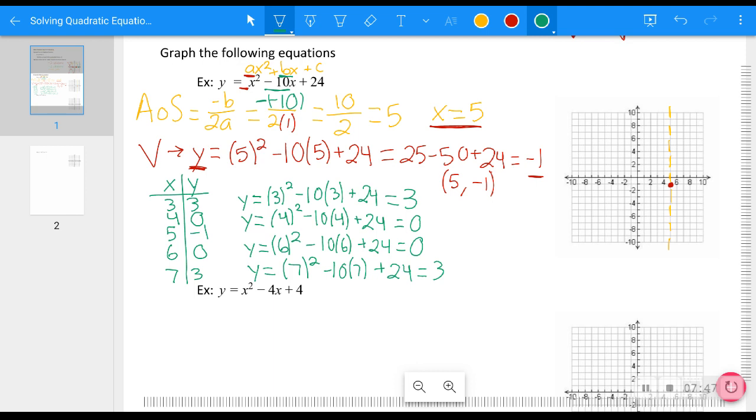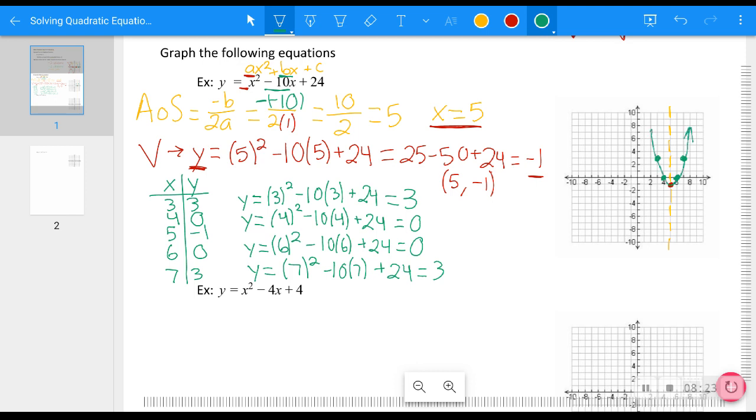So to plot 3, 3, we're going to go 3 to the right and 3 up, and that'll put us right there. To plot 4, 0, we're going to go over 4 and up 0. That'll be right on that x-axis. 6, 0, we're going to go 6 to the right and up 0. And 7, 3, we're going to go 7 to the right and up 3. So if you look, those should match up perfectly across from each other across the axis of symmetry that we drew. So then to graph it, we're just going to take all of our points and make a little U shape, make our parabola.